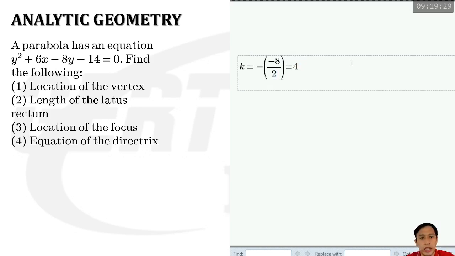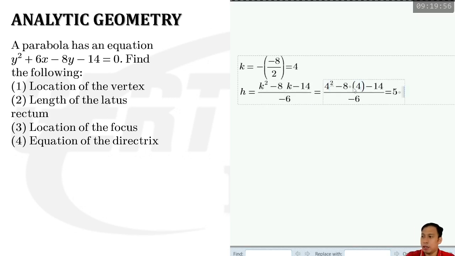And with that 4, you can get h. Now, h is equal to y squared, k squared minus 8k minus 14, then over that negative 6, no? Kasi parang i-transfer mo yung 6 to the other side, maging negative 6x, then divided by negative 6. So, that's it, no? And make k equal to 4. Okay, so 4 in siya by 4 in siya, and you get 5. So, it's located at 4, 5. Okay?